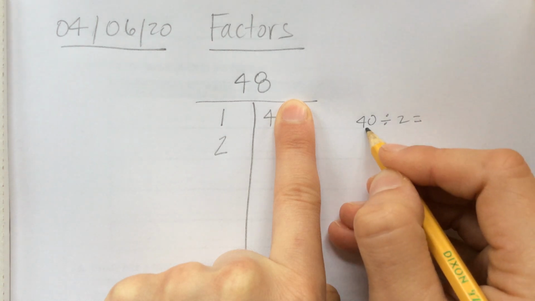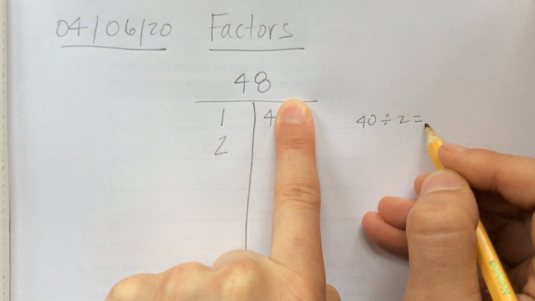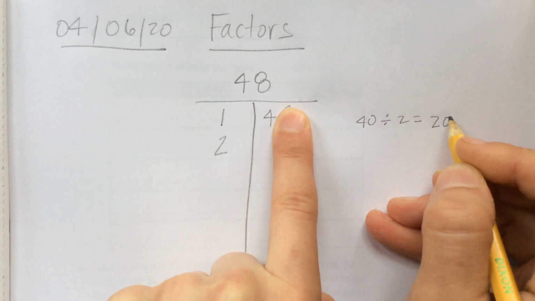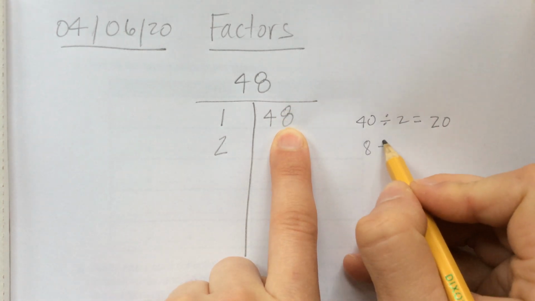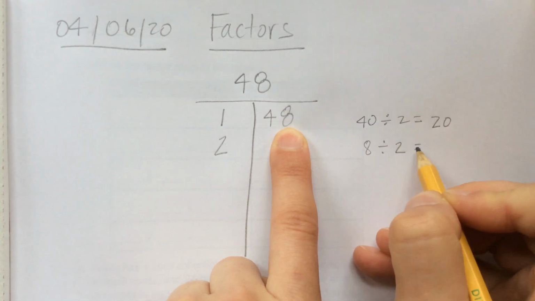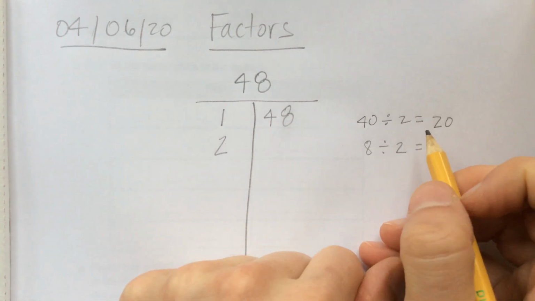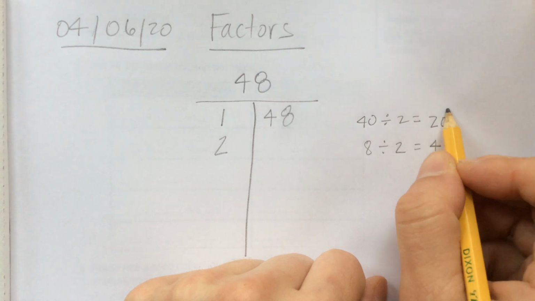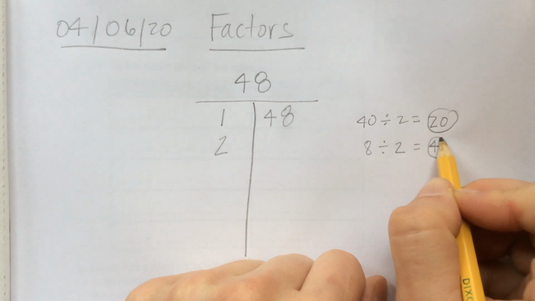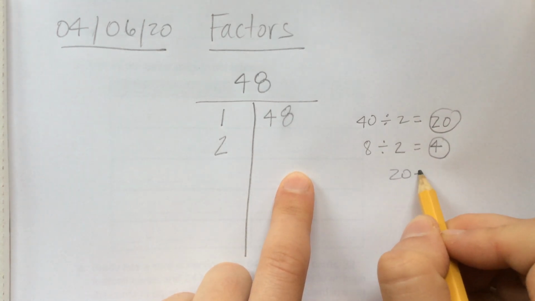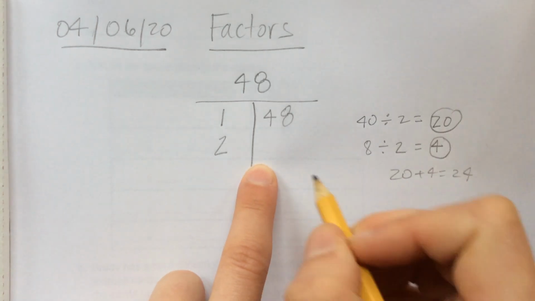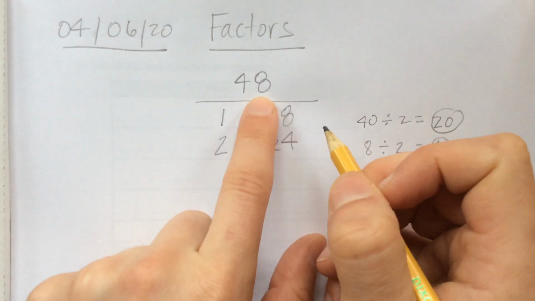Well, 10 plus 10 is 20. So 20 plus 20 is 40. And then I would take this 8. 8 divided by 2. Well, 2 plus 2 is 4. 3 plus 3 is 6. 4 plus 4 is 8. And then 20 plus 4. 20 plus 4 equals 24. So 2 times 24 equals 48.